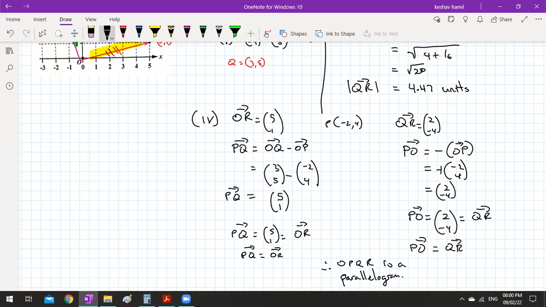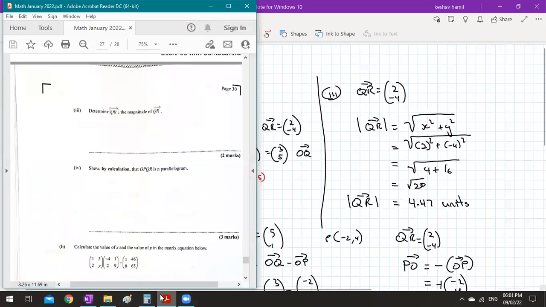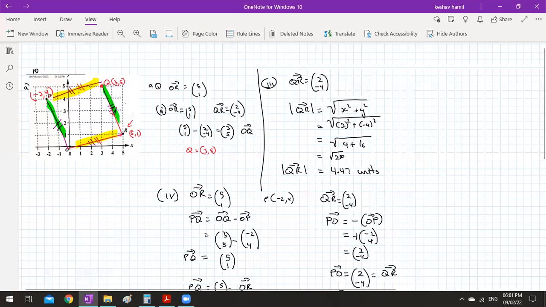So what we just showed is that because the vectors are equal, meaning that they will be in the same direction and they will be the same magnitude, right? So that's proven that the vectors are parallel to each other, right? So that's that there.